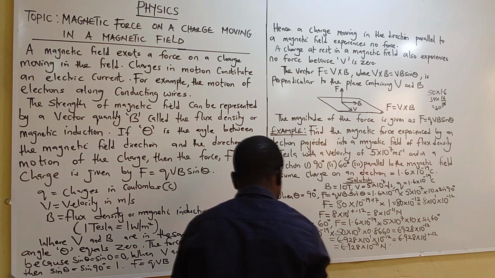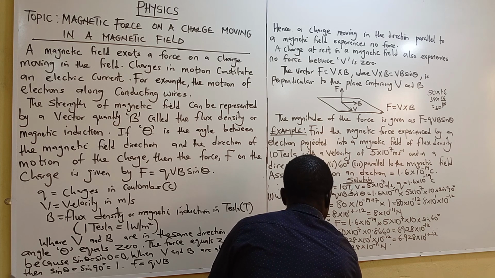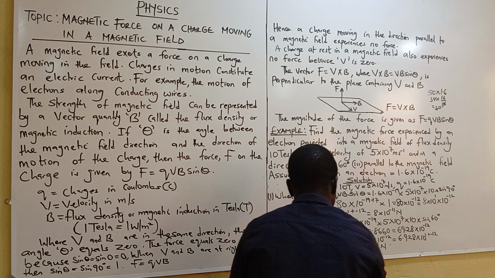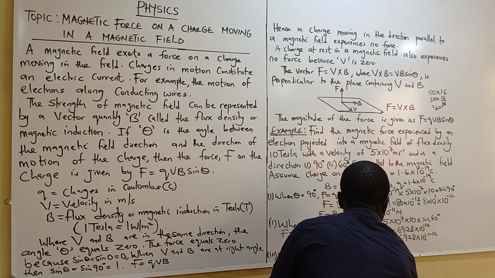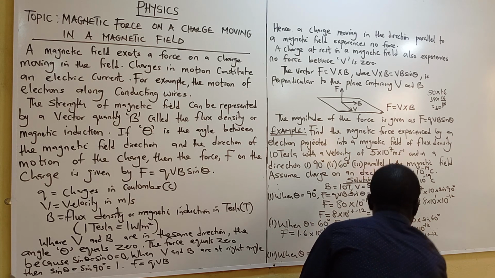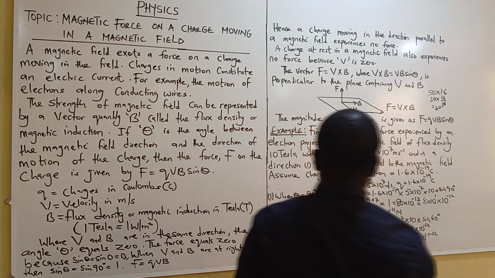The third one, when theta equals 0. Now F equals QVB sine theta. Because your theta is 0, everything will be 0. QVB sine 0 equals 0, when V and B are parallel.